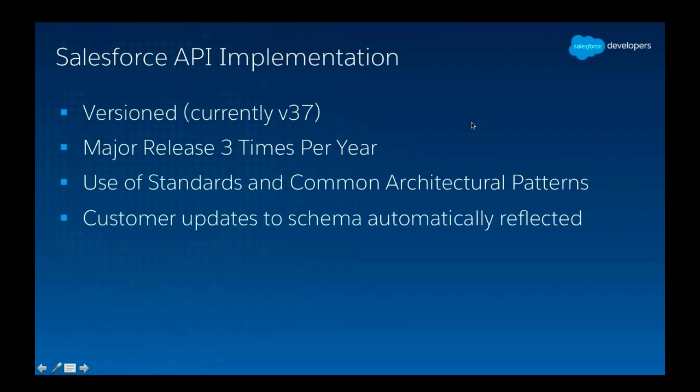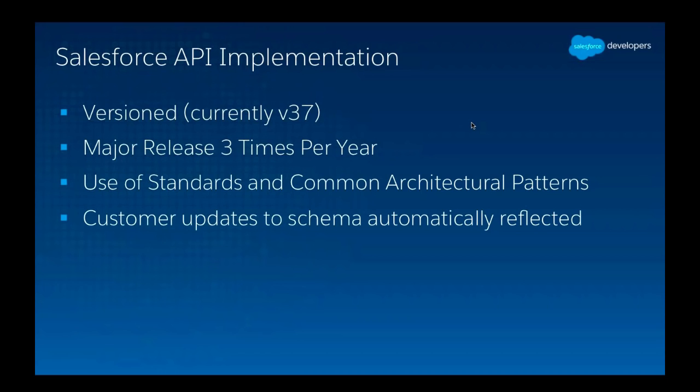Now, a few things about sort of the Salesforce API implementation. What does it look like? The first really important thing to understand is that we use a versioned architecture. So every time you integrate with Salesforce, you're integrating a particular version of our API. It's currently version 37. In about a month or so, we're going to drop version 38 because we release new versions with every major Salesforce release 3 times per year.